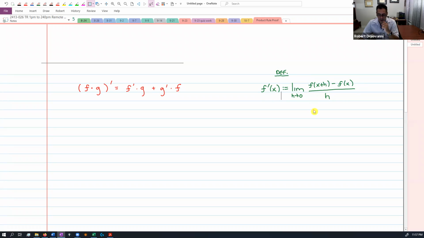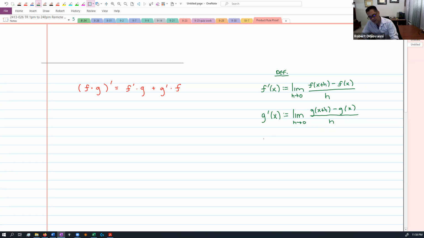All right. Now, similarly, if we wanted to know the derivative of g, the only thing that changes on the right-hand side is the function. So instead of f of x plus h, it becomes g of x plus h, and then minus g of x, and then all over h. Okay, so that's the definition of g prime.